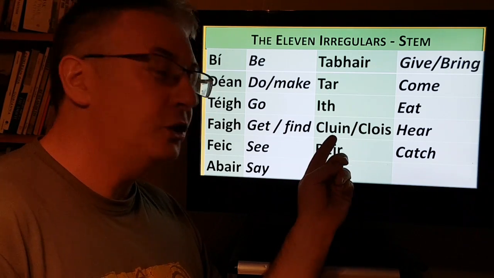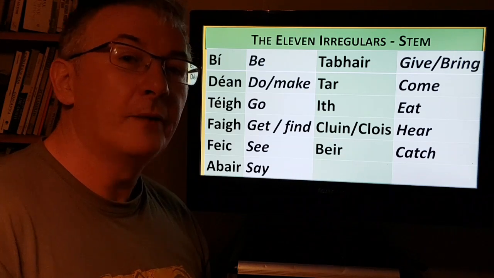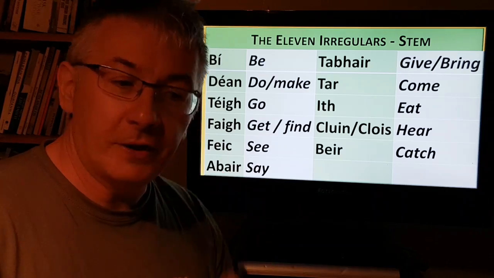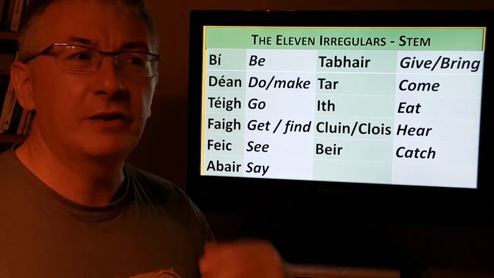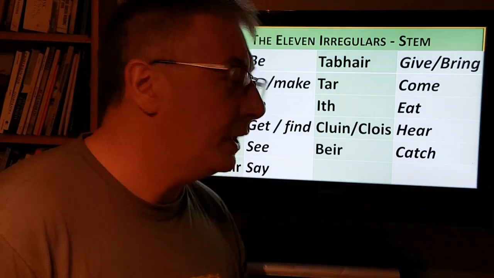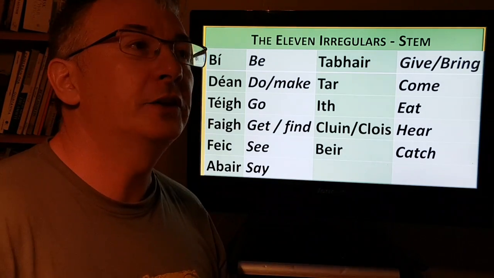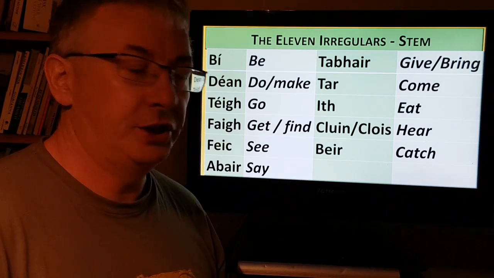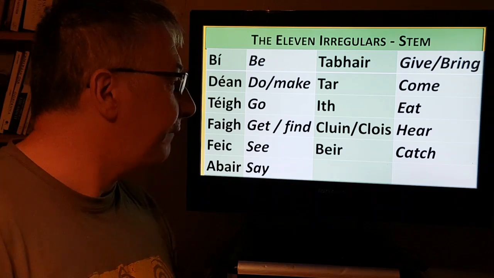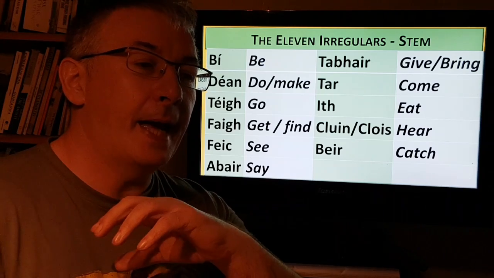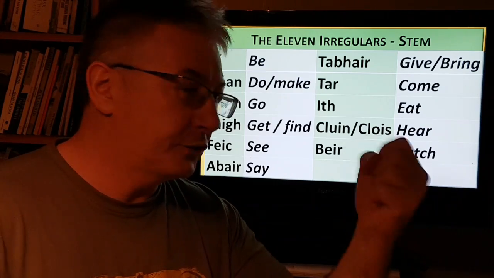And the next one has two words. I would tend to use the first one here, cling, and that is to hear something, not to listen, but just to hear, to receive it. Listening is more active, you go listening. And then another way of saying hear something is just clush, okay. And then the final one, bert, and bert is to catch hold of something.